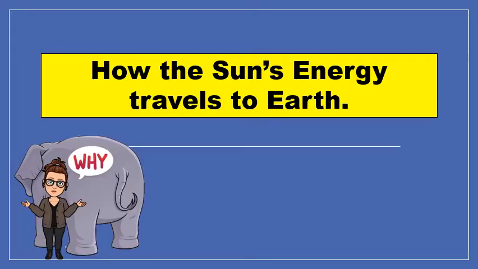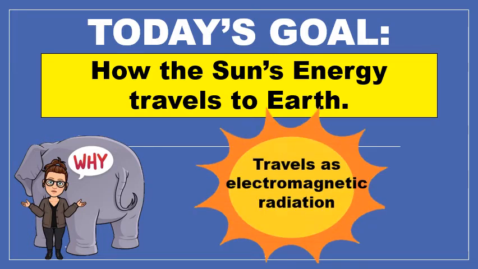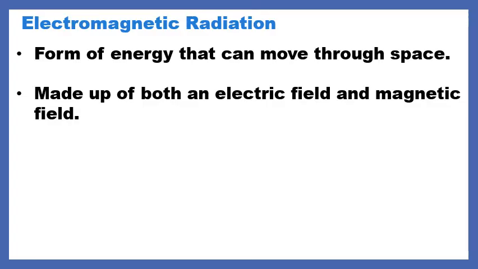But have you ever thought how the sun's energy travels to Earth? Probably not, and that's going to be the goal of our lesson, how the sun's energy travels to where we are on this planet. And spoiler alert, it travels as electromagnetic radiation. What is that? Don't worry, I'm going to explain what electromagnetic radiation is.